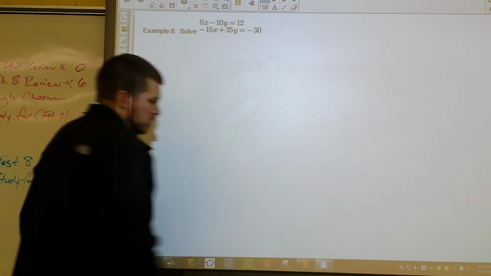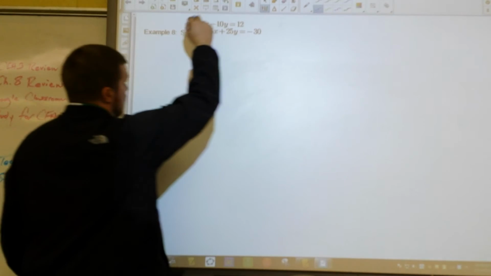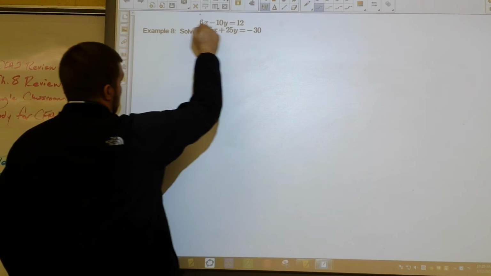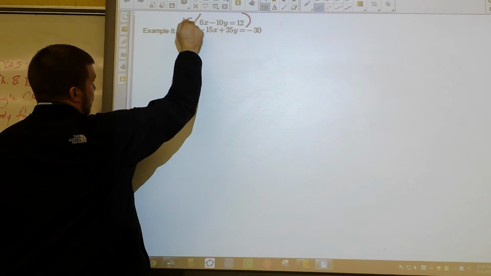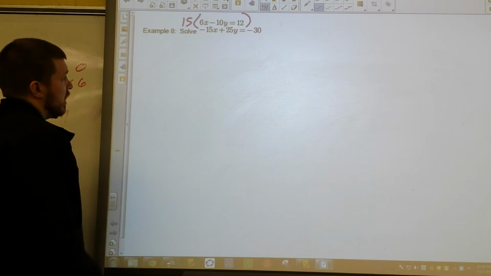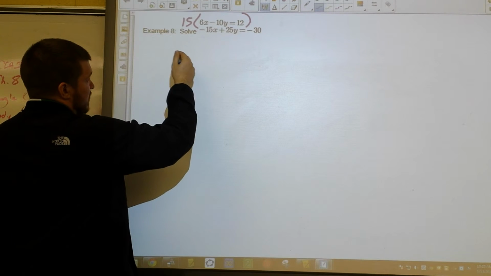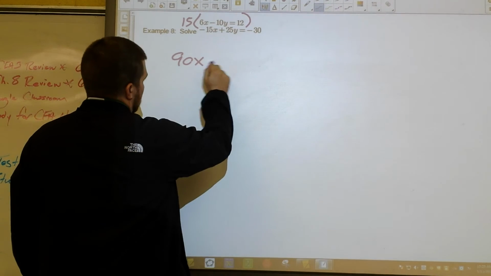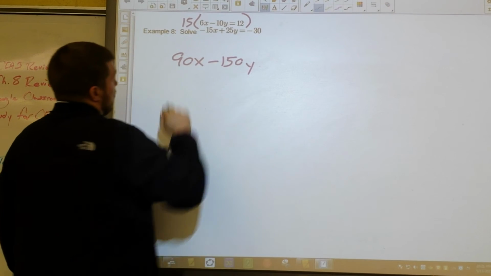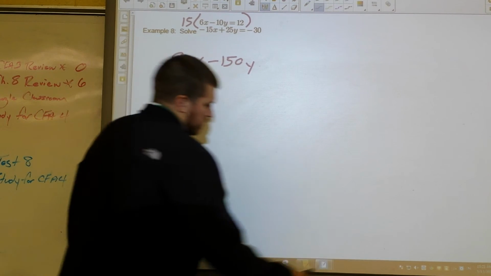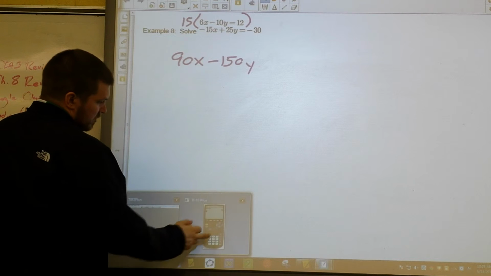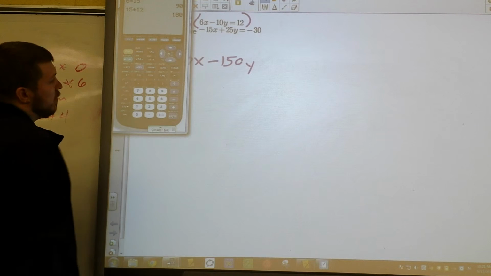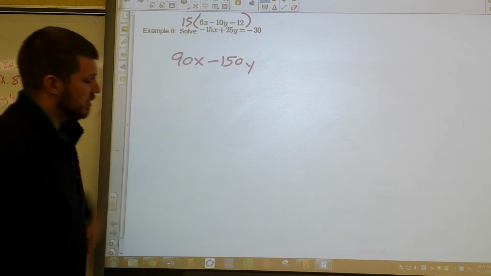Okay, so what I'm going to do, again, I have to multiply. So I want to multiply the top equation. Let's go ahead and call that positive 90x. So I need to multiply the top equation on everything by 15. All right, so I have distributive property now, sort of. So 15 times 6x is positive 90x. 15 times negative 10y is negative 150y. And then 15 times 12, ooh, I don't know what that is. 160 maybe? I don't know. I'm just guessing there. 180. So I was close, but definitely not close enough.